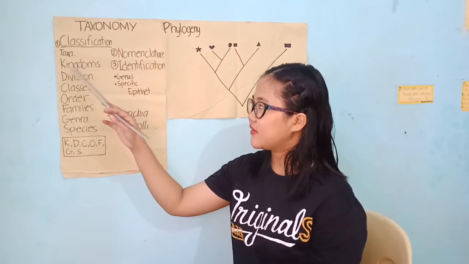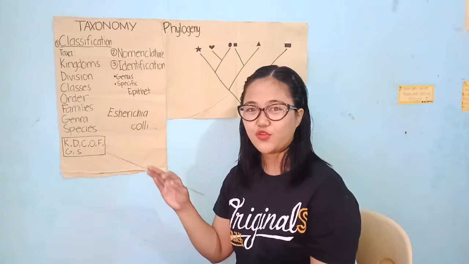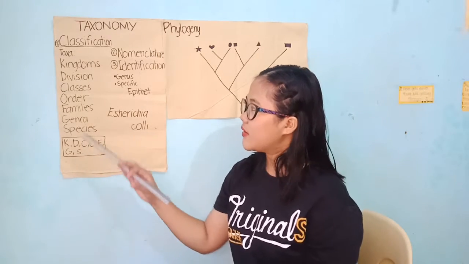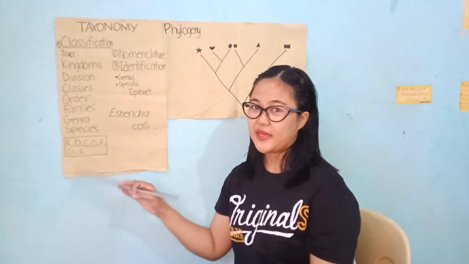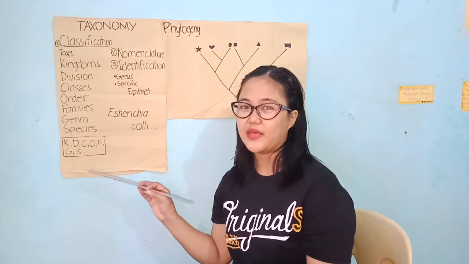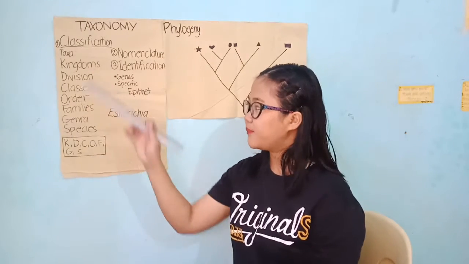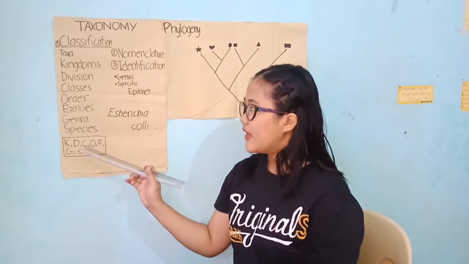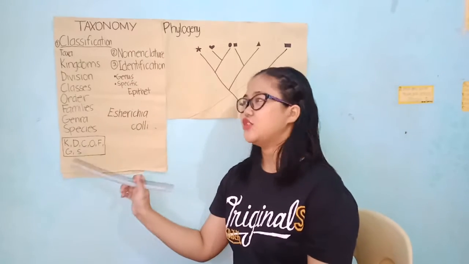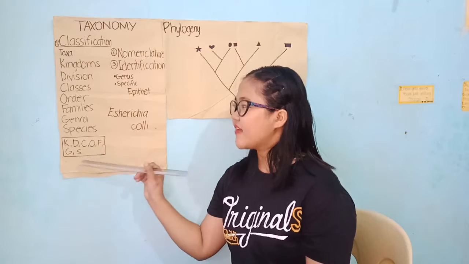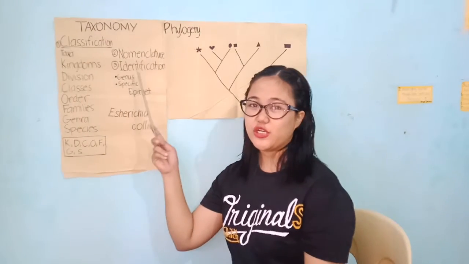So for these 7 taxa, there is a phrase to remember them: King David come over for good spaghetti, so that we won't forget it. So, King is for kingdom, D for division, C for classes, O for order, F for families, G for genera, and S for species. So, let's move on to nomenclature.